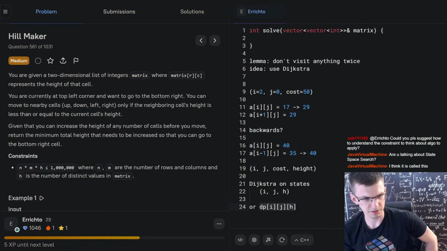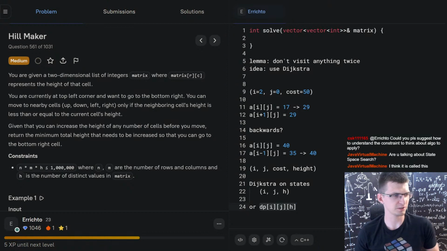Isn't Hillmaker equally same as this? I don't even want to open the statement, but maybe. How to understand constraint?